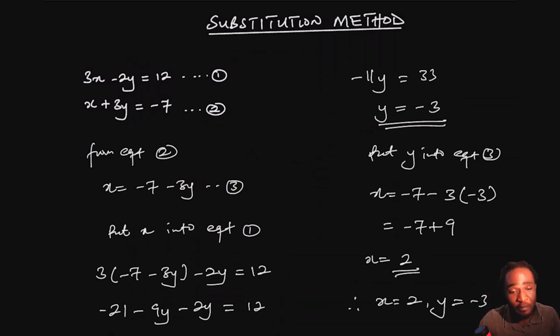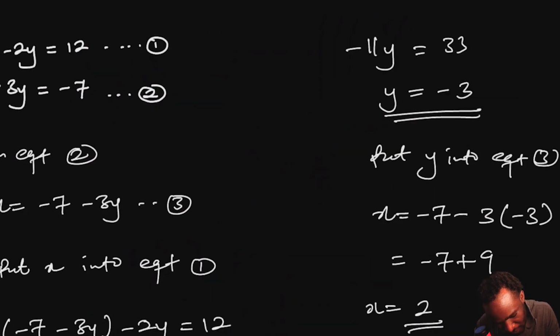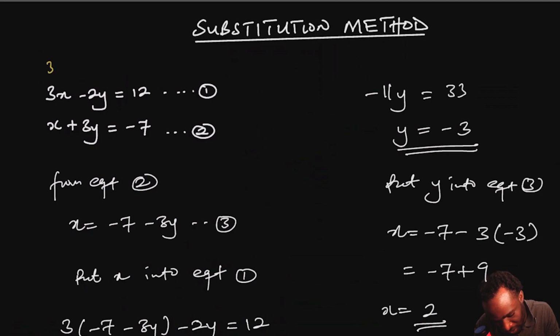Now, if you input these values into both equations, they should be true. Let us try to find out. Pay attention here. We have 3x minus 2y, and if we input these two variables, we are supposed to get 12. So let's see if this is true. We have 3x minus 2y. So 3, and what's the value of x? x is 2, so we put 2 here. What's the value of y? y is 3, or minus 3, I mean. So you're supposed to get 12.